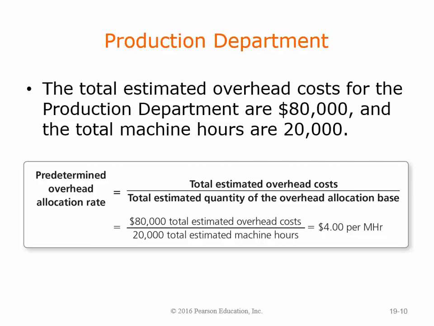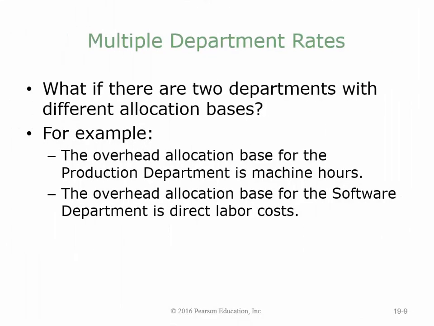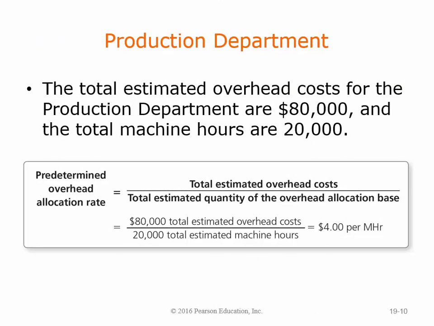So here we go. In their production department, let me see. So they give us this example. Well, they don't tell us all the details of the example. So the total estimated overhead cost for the production department is $80,000, and the total machine hours are 20,000. So maybe you have a business where you say, hey, in the production department, direct labor hours isn't really the best way for us to allocate our overhead. Instead, let's use total machine hours.